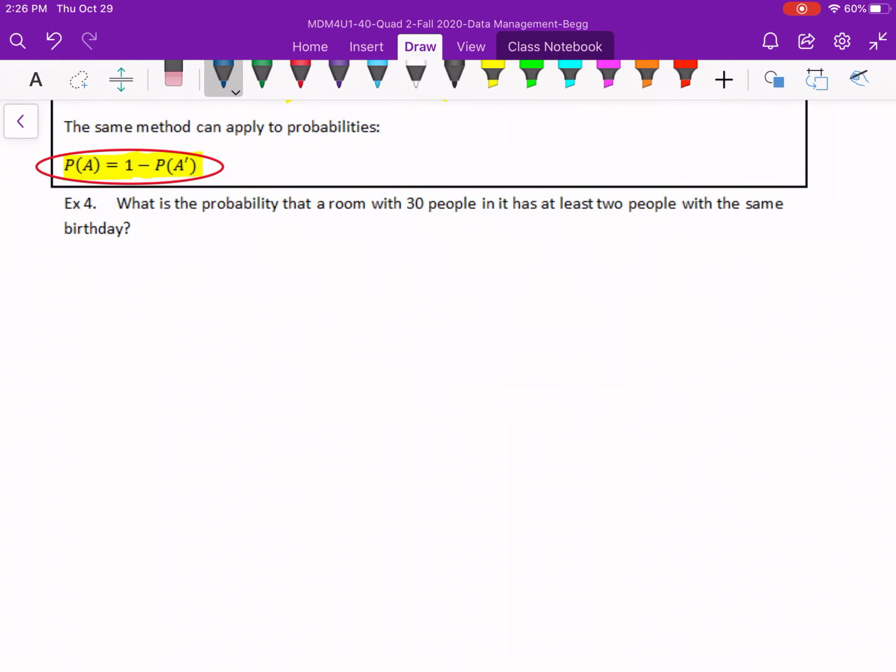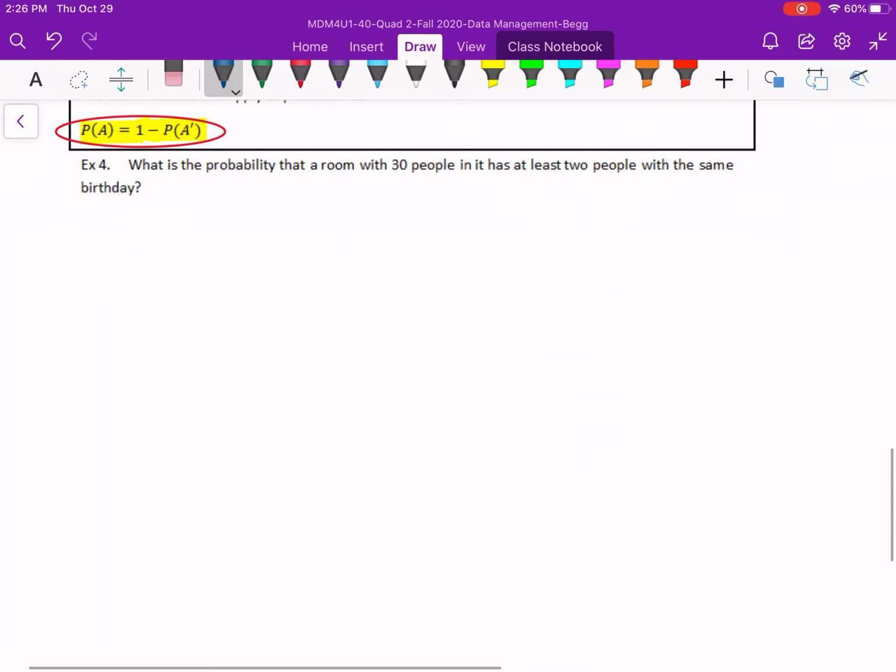What's the probability that a room with 30 people in it has at least 2 people with the same birthday? At least 2 people with the same birthday. So that "at least" is something we have to constantly keep our eye out for. Because when they say at least, it means there could be 2 people with the same birthday, there could be 3 people with the same birthday.